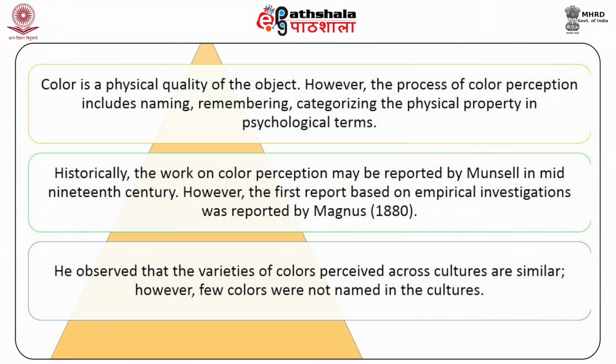Color is a physical quality of the object. However, the process of color perception includes naming, remembering, and categorizing the physical property in psychological terms. Historically, the work on color perception may be reported by Munsell in the mid-19th century. However, the first report based on empirical investigations was reported by Magnus in 1880.